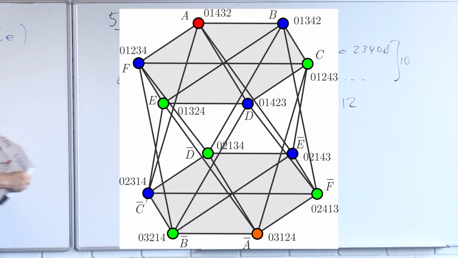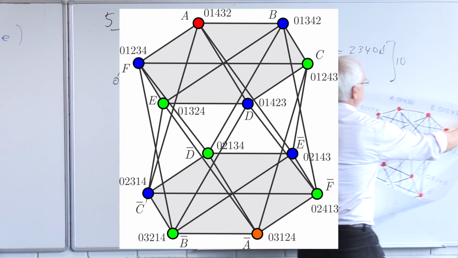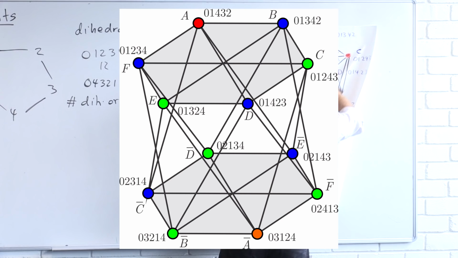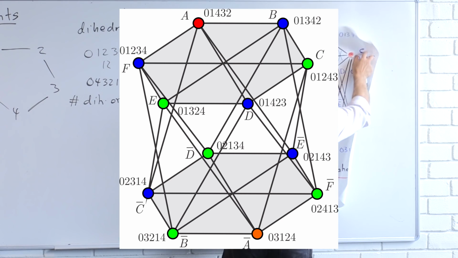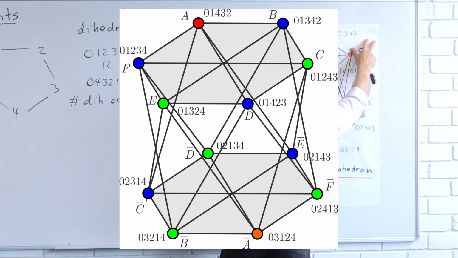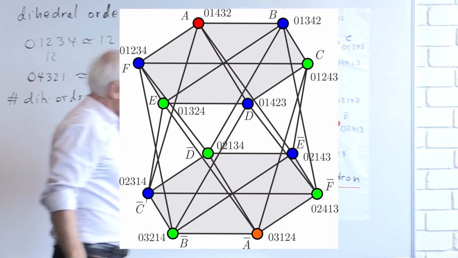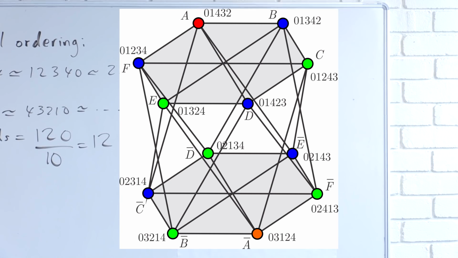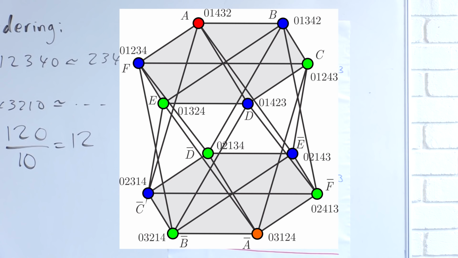So I have to save myself a little bit of work. So here is a, that stays up there, might be a bit windy, let's see. Okay, so these are the 12 dihedral orderings of 5 objects.